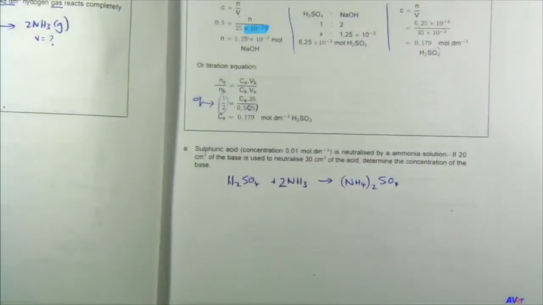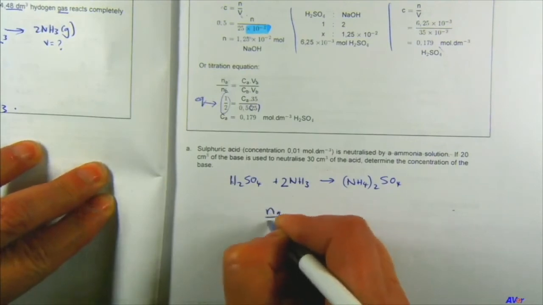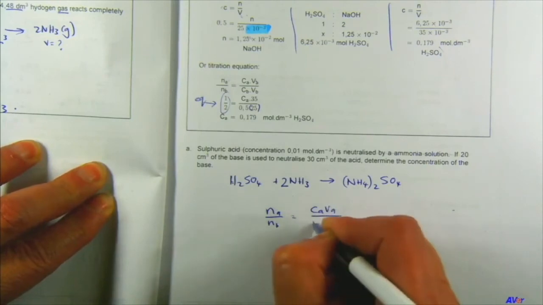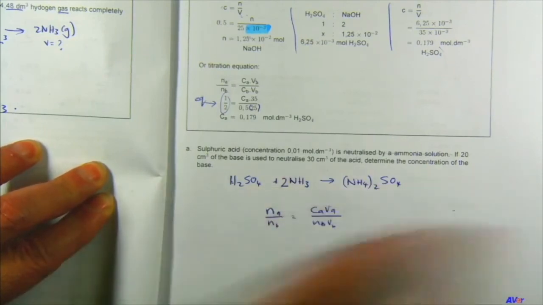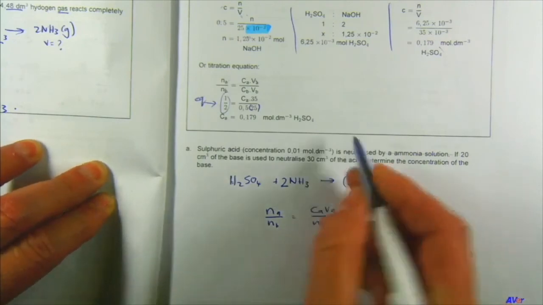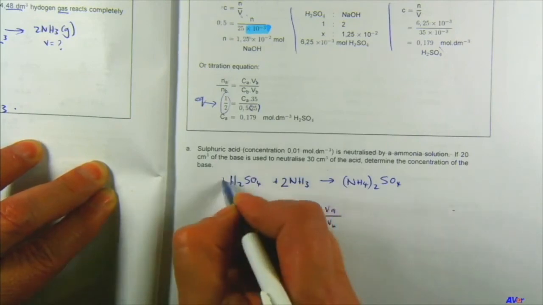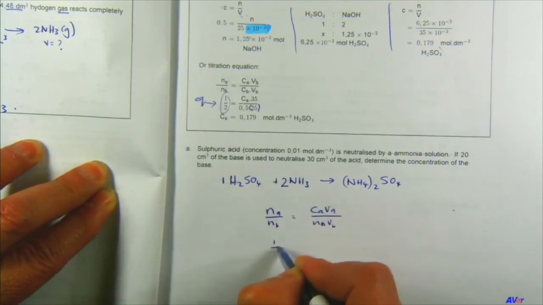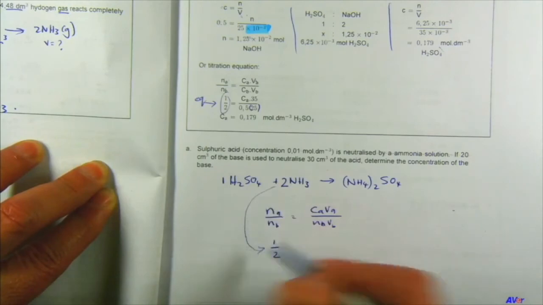Right, so just quickly write down the equation, quickly write down the formula. Na over Nb equals CaVa over CbVb. Everything on your information sheet, you just get it from there. Right, start off, we need the ratio. It's acid to base. There's a 1 in front of the acid, and a 2 in front of the base, so it is 1 to 2. Right, so you get that out of your equation.